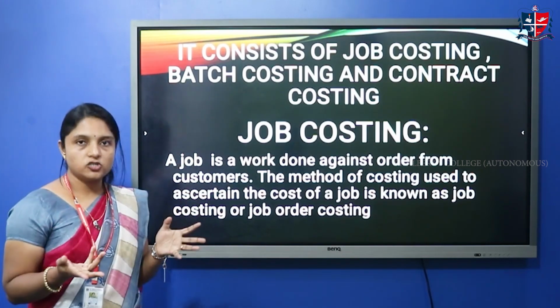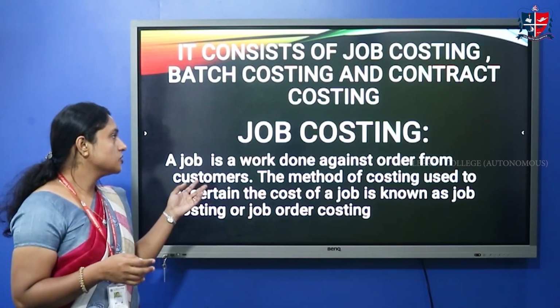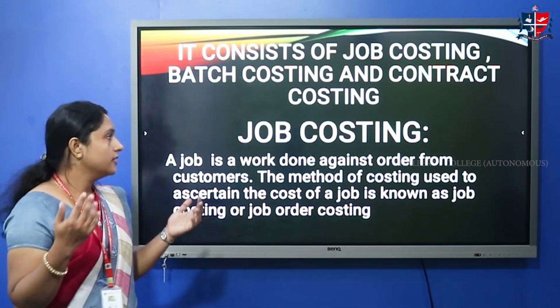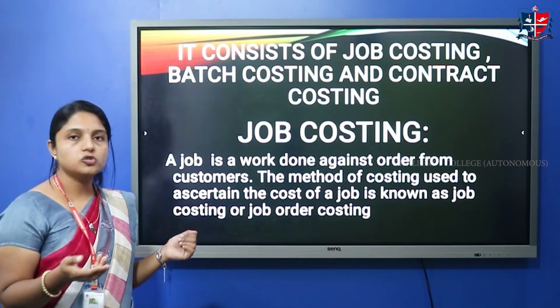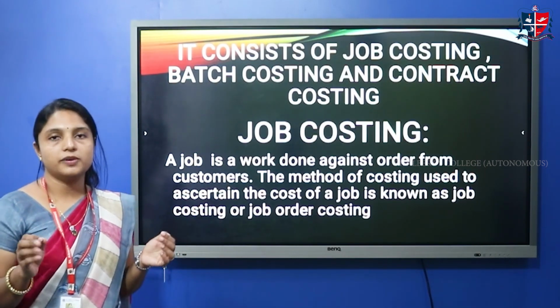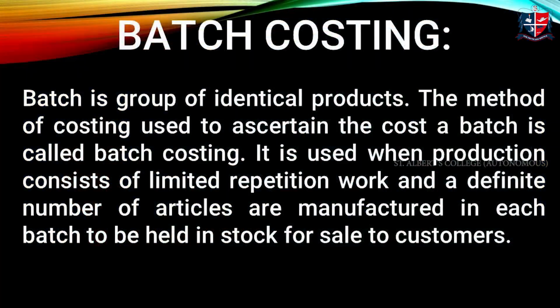So what do we mean by job costing? A job is a work done against an order received from the customers. The method of costing used to ascertain the cost of a job is known as job costing, or we can say job order costing.